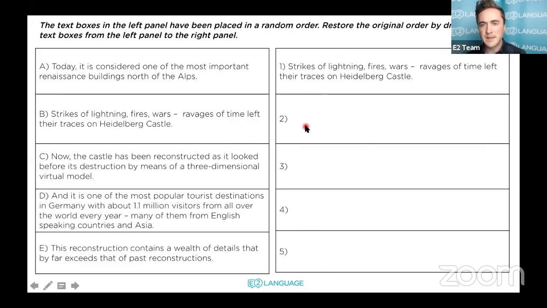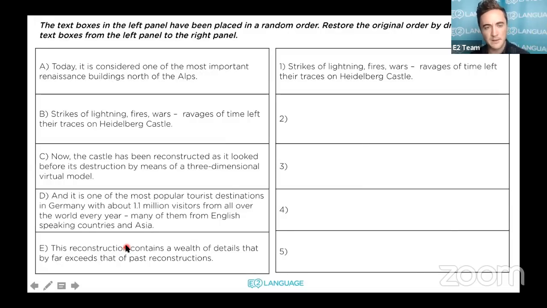Right, independent sentence. Strikes of lightning, fires, wars, ravages of time left their traces on Heidelberg Castle. Good, we've got a very clear object here, okay? And this was a bit simpler because it was the only possible independent sentence. Today it is considered, no. Now the castle has been reconstructed. No, it starts with now, it doesn't make sense. And it, no. This reconstruction, no. It should take you 10 seconds to find the independent sentence.